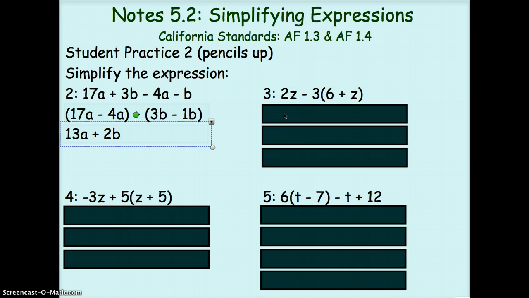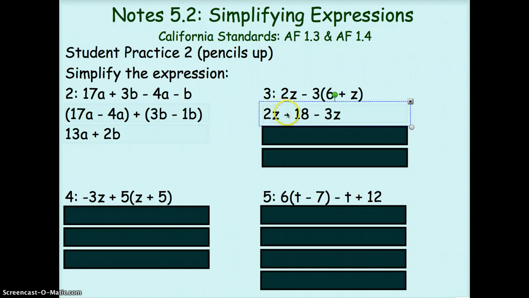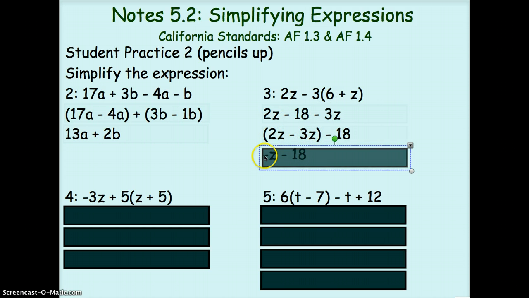Problem 3. It seems like we're a little off on our numbering. That's okay. Problem 3, we have 2z minus 18 minus 3z. Notice I distributed the negative 3. Again, if you wrote this as plus negative 3z, that would work as well. Either way you want to set it up, it does not matter. As long as you know that this negative sign stays with the 3. So it goes to the 6 and it goes to the z. Then I want to reorder them. And I end up with negative 1z minus 18.